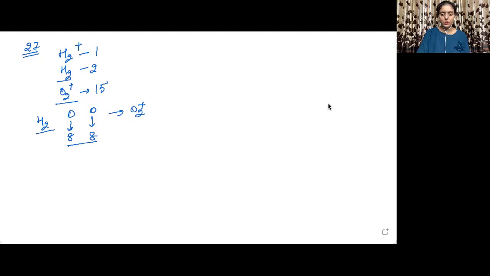Question number 28 has three parts. Part 1: an atomic orbital has n equal to 3. What are the possible values of L and ML? We need to find out the possible values of L and ML.